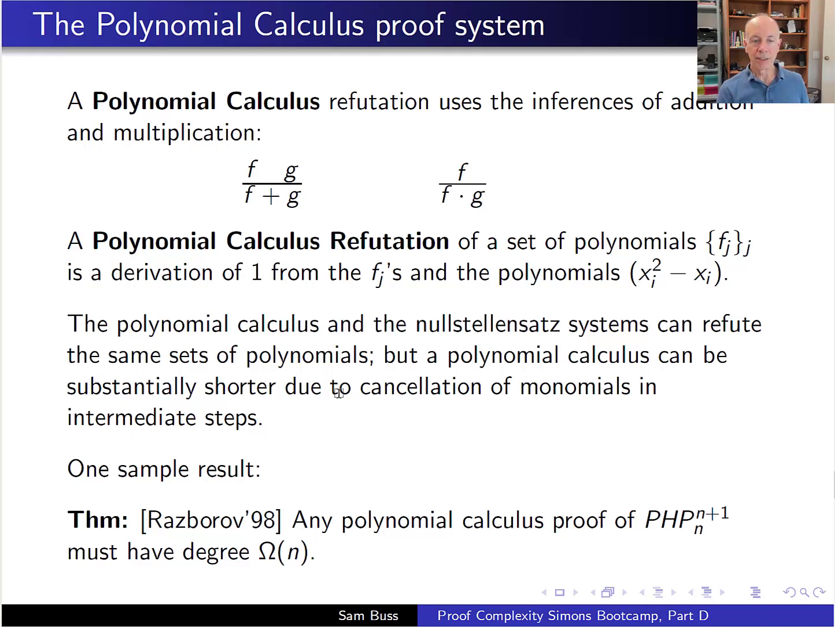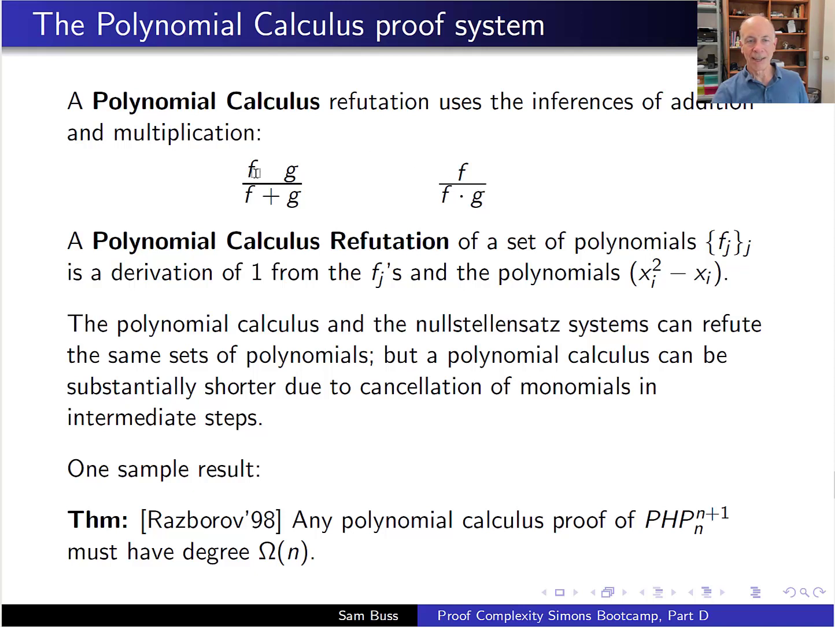Another related proof system is the polynomial calculus. The polynomial calculus has the same type of syntax as the Nullstellensatz system, but it's a so-called dynamic system rather than a static proof system. It starts with hypotheses, and then it combines them with addition and multiplication. So think of the hypothesis F in this inference on the right, meaning F equals 0, and the conclusion F times G, meaning F times G equals 0.